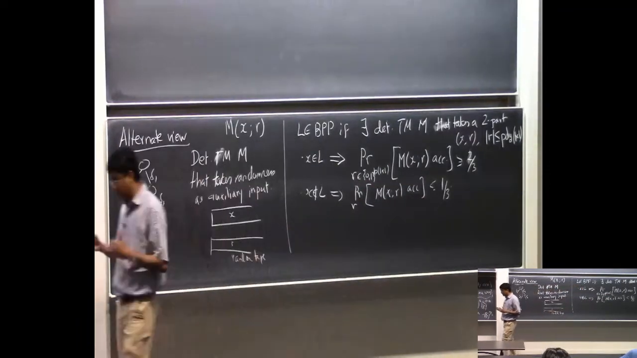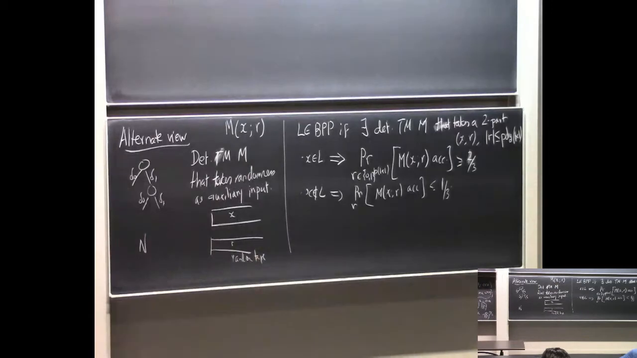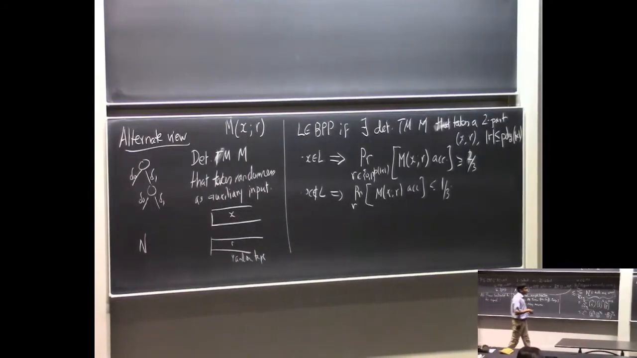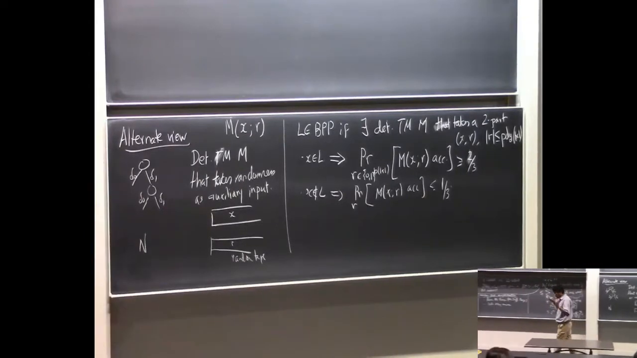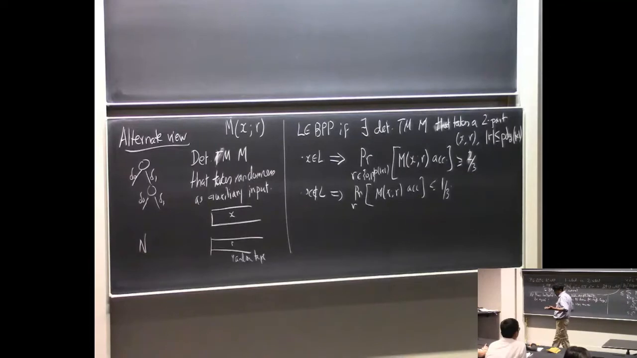And here we have just relaxed it, in the sense that if x is in L, most of these r's will make you accept. If x is not in L, most of these r's will make you reject. So in some sense, this makes the search for that witness much easier, because you can just flip coins to find the witness. Whereas if I give you a 3-coloring problem and ask you, is this graph 3-colorable? It's very hard to find that 3-coloring.